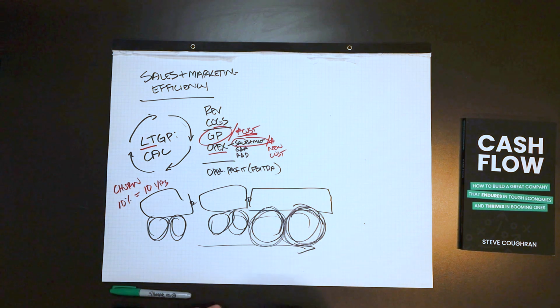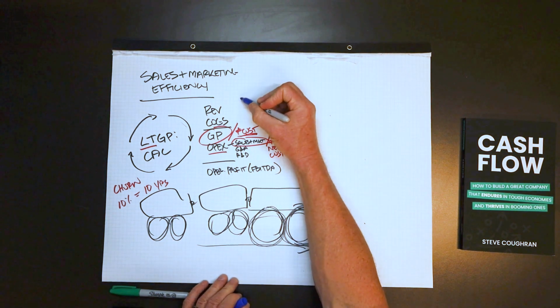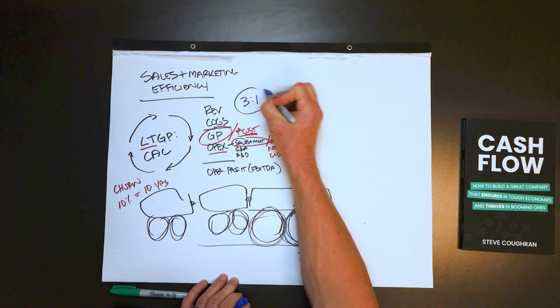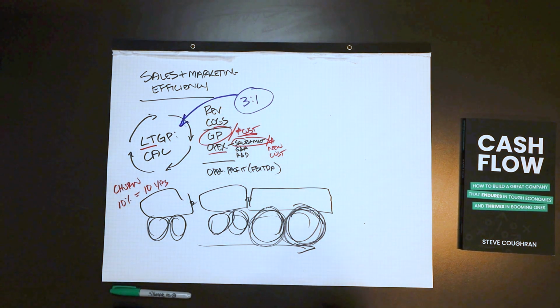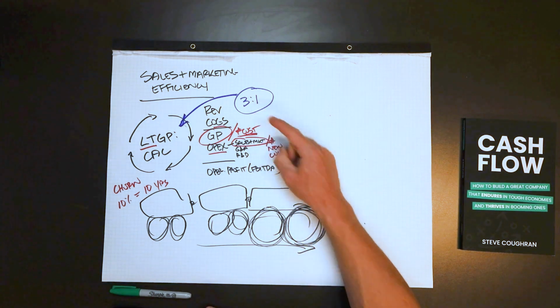So I like a ratio right here of at least 3 to 1. All right, that's what you want to shoot for when it comes to your LTGP to CAC. The reason why I say 3 to 1 is because think about it. You spend $1, you get $3 in return. 1/3 of that is going to go to fulfillment costs, typically. Another third is going to go to overhead, and then the other third is going to go to profit and taxes and reinvestment in your business.